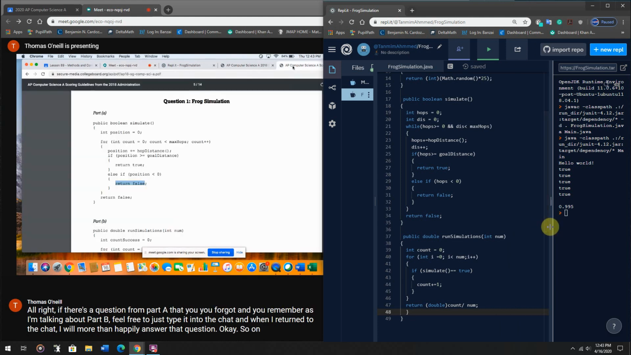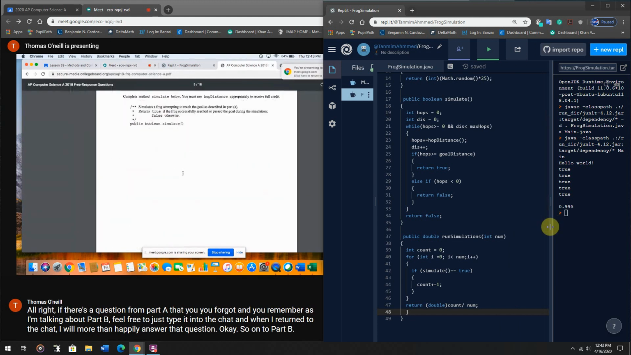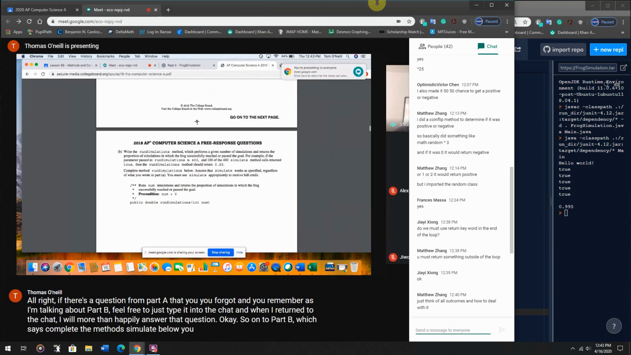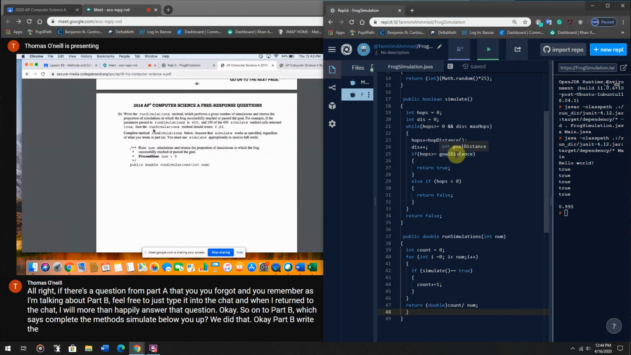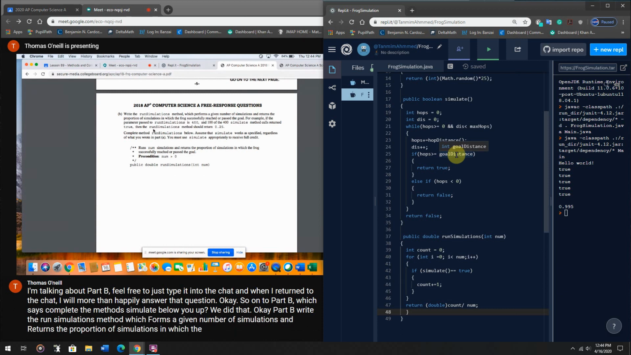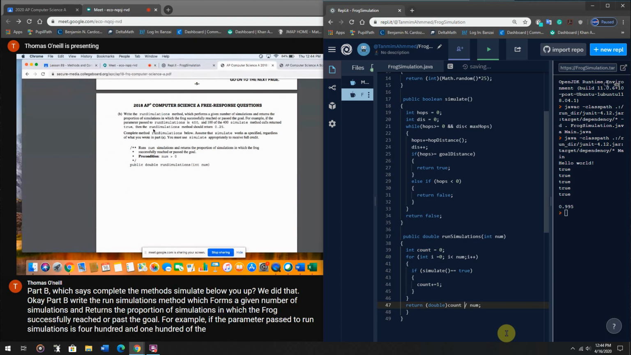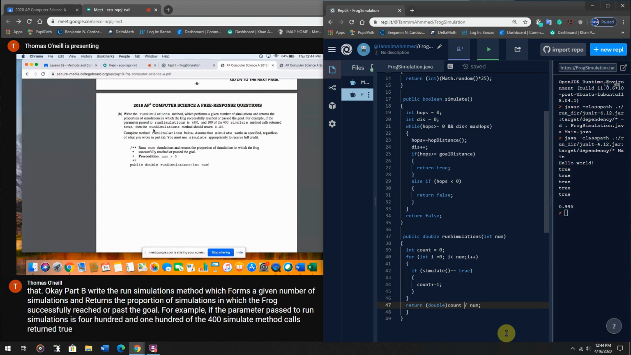So on to part B, which says, complete the method simulate below. We did that, okay, part B. Write the run simulations method, which performs a given number of simulations and returns the proportion of simulations in which the frog successfully reached or passed the goal. For example, if the parameter passed to run simulations is 400 and 100 of the 400 simulate method calls return true, then the run simulation method should return 0.25.